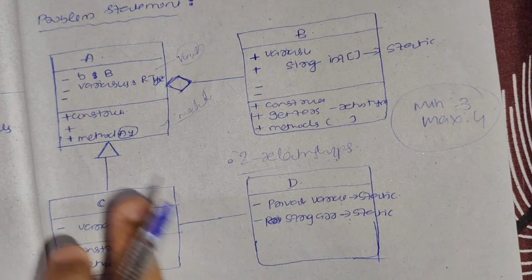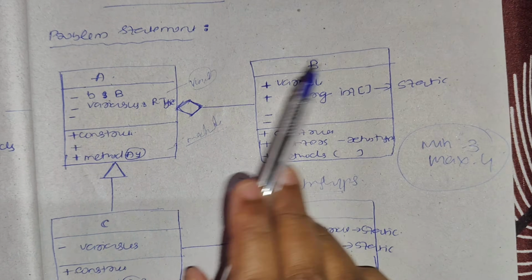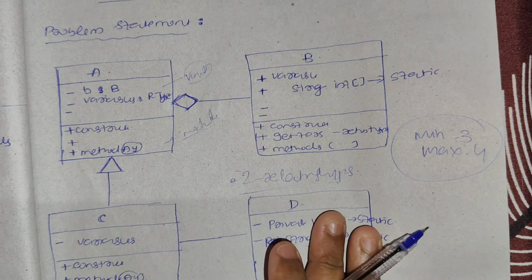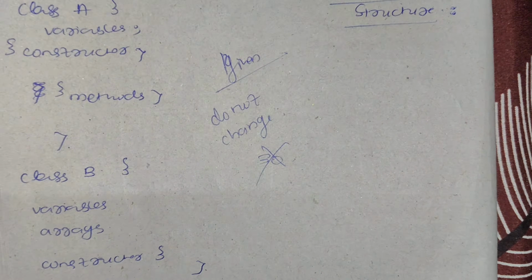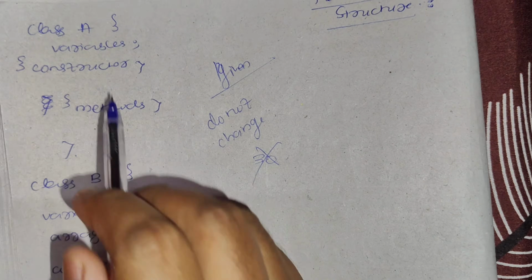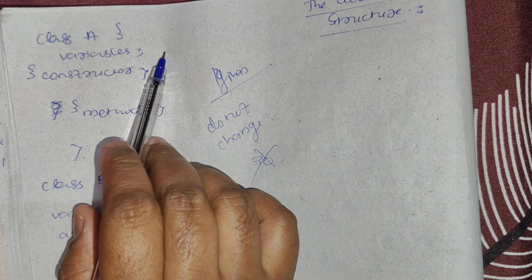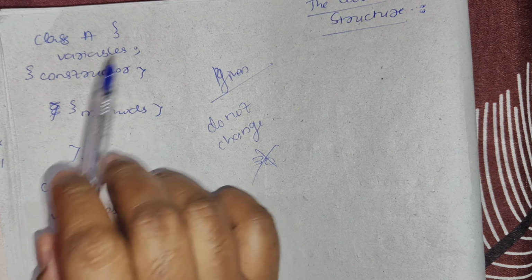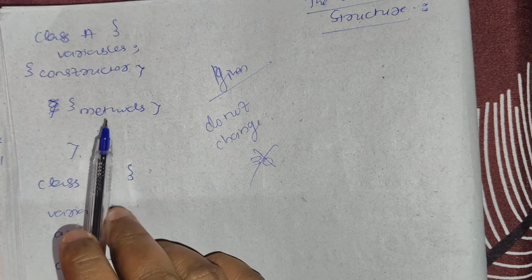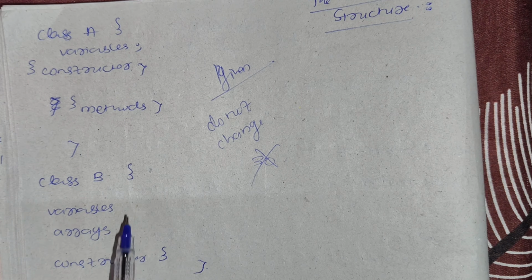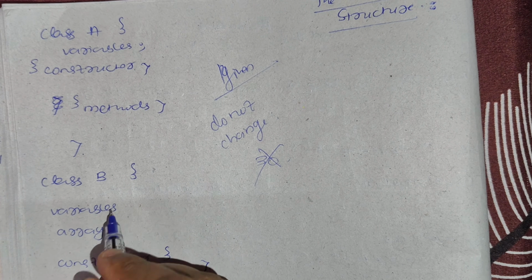And this will be the class diagram. See, this is A, B, C, D, and on the basis of this, I just wrote the basic code. The class A will be given. The variables, they will already initialize. They will pre-initialize them. And the constructors will also be there. Methods, they will mention. And class B, variables or arrays.